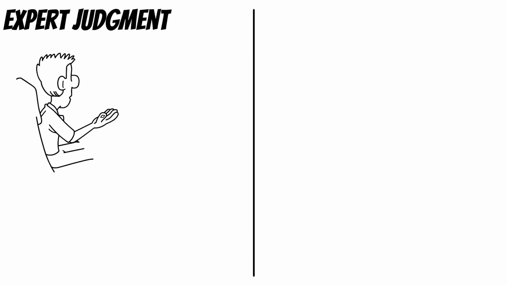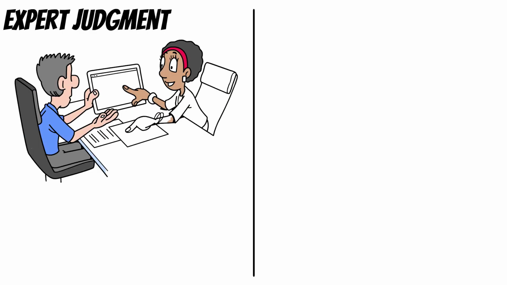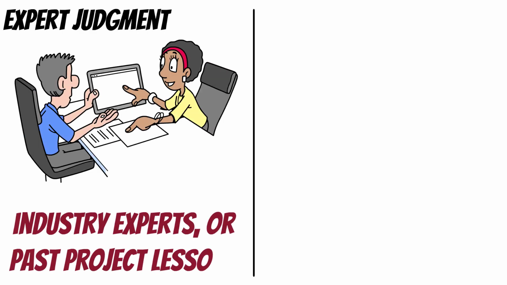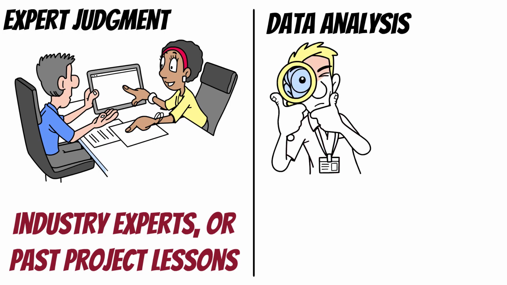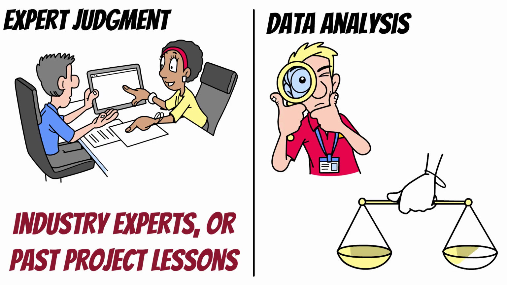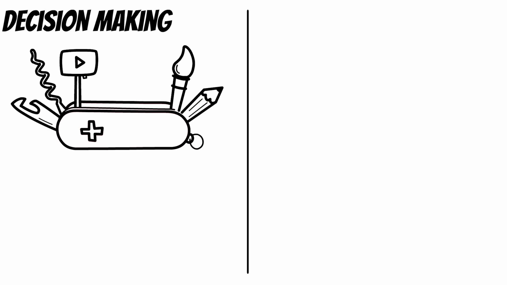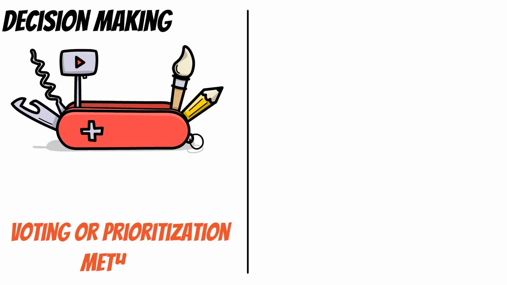Once you have the inputs, it's time to define the scope using these tools and techniques. Expert judgment. Consulting experienced team members, industry experts, or past project lessons to refine the scope. Data analysis. Techniques like alternatives analysis help compare different scope options and determine the best approach. Decision-making. Stakeholders use tools like voting or prioritization methods to finalize what should be included.